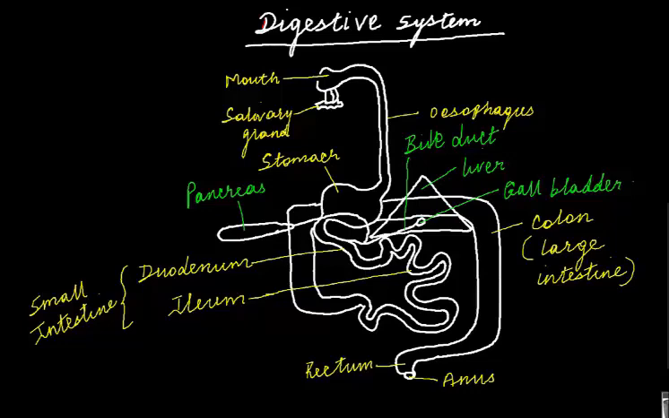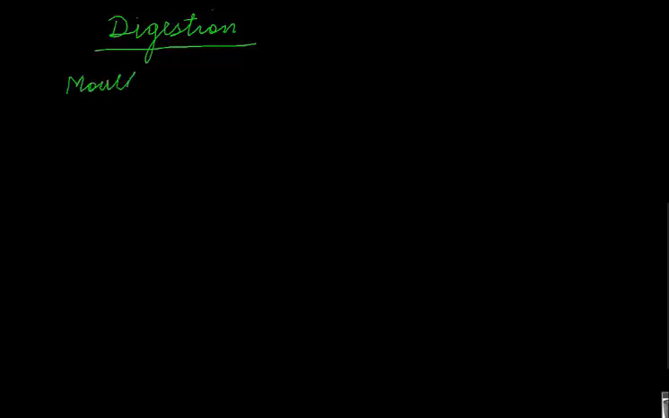Now let's look at the function of each part from the mouth right to the anus. One by one we'll look at the function of each component. Now the first one, let's look at digestion first. How does digestion occur in each part of the alimentary canal? First of all, let's look at digestion in the mouth.